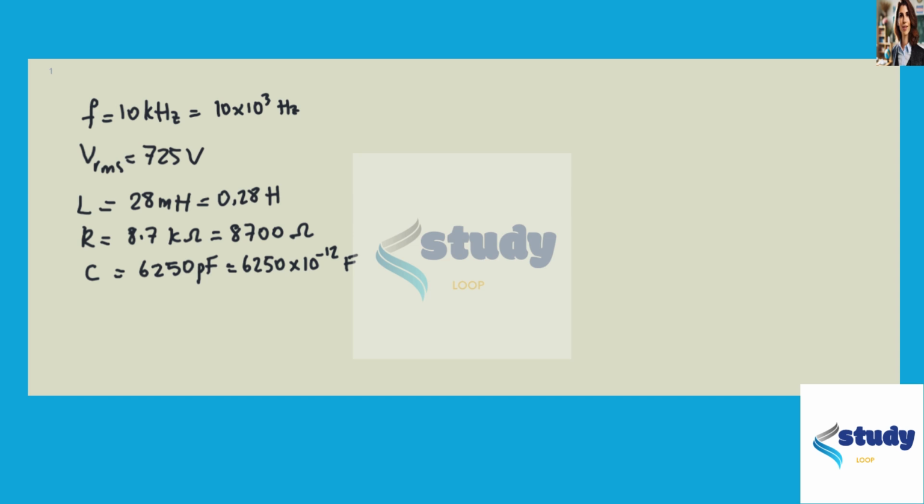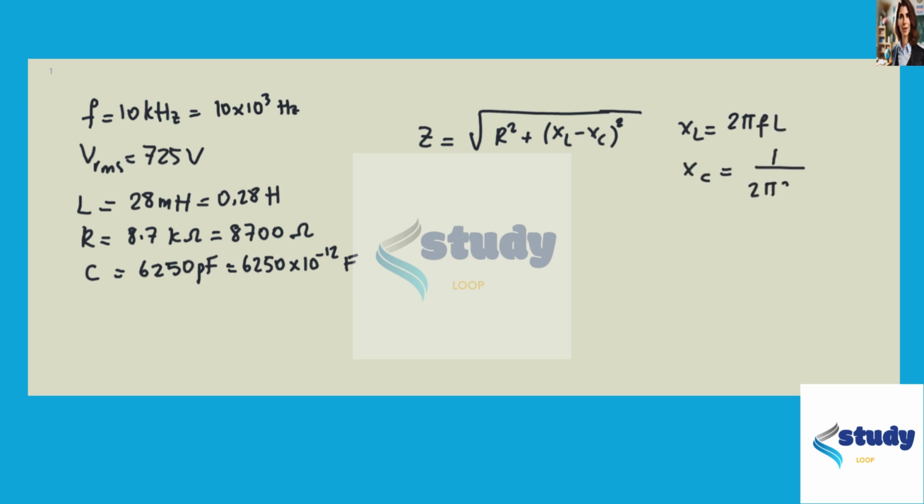Now, the total impedance is going to be equal to the square root of R squared plus XL minus XC squared, because now we have both reactances, right? So XL, as you know, is 2 pi FL, and XC is 1 over 2 pi F times the capacitance. Now, plug everything back into the total impedance equation, then we have R squared plus 2 pi FL minus 1 over 2 pi FC squared.